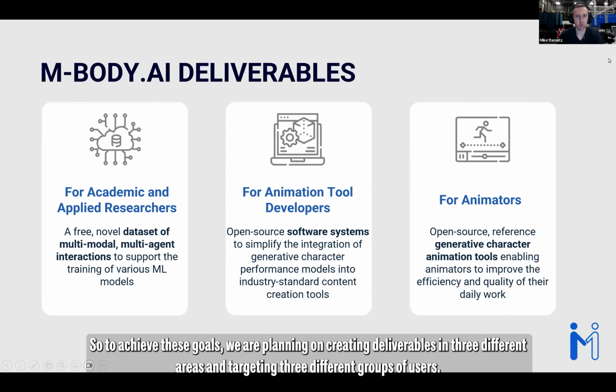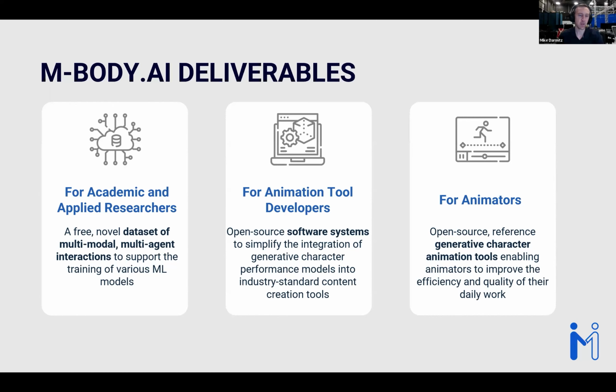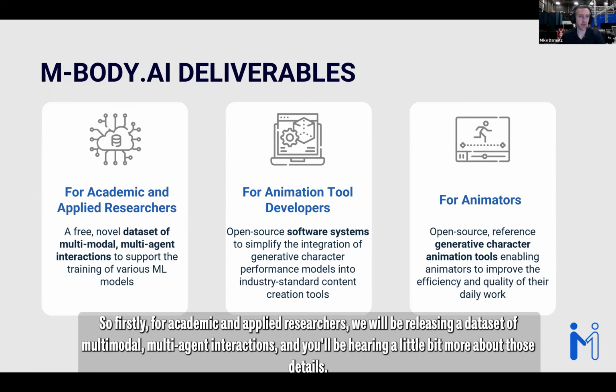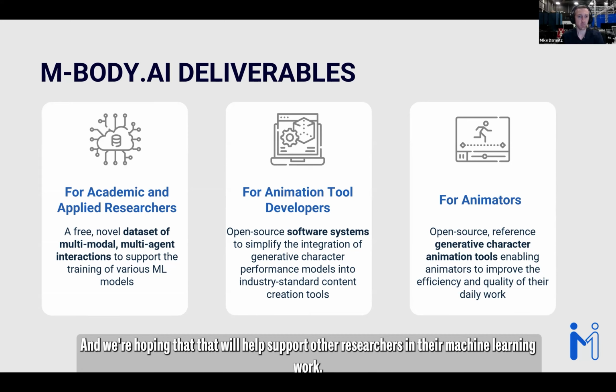To achieve these goals, we are planning on creating deliverables in 3 different areas and targeting 3 different groups of users. Firstly, for academic and applied researchers, we will be releasing a data set of multimodal, multi-agent interactions, and you'll be hearing a little bit more about those details. We're hoping that will help support other researchers in their machine learning work.